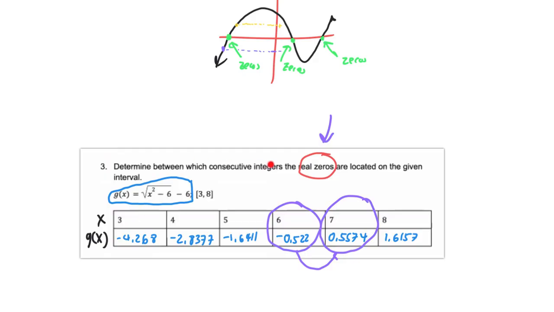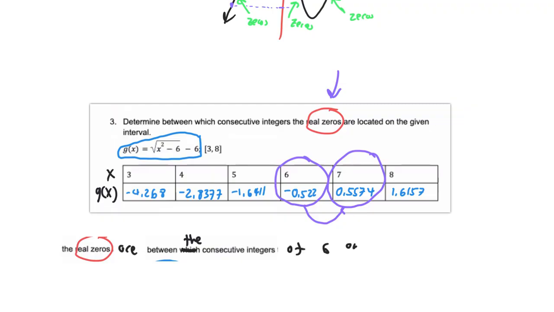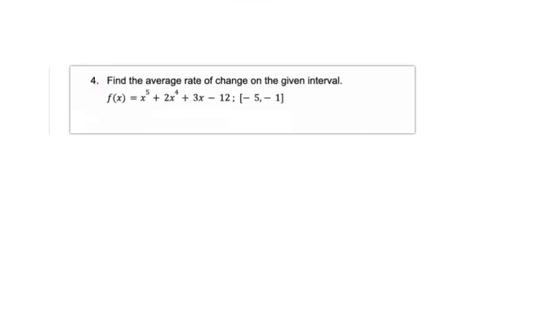And they want to know between which consecutive integers. Well, between 6 and 7. Those are the 2 consecutive integers where we know there's a real zero. Okay? So what would the answer be? The answer would be, you could always use the teacher's words, right? The real zeros are between the consecutive integers of 6 and 7. Okay? That's that. Find the average rate of change in the given interval.